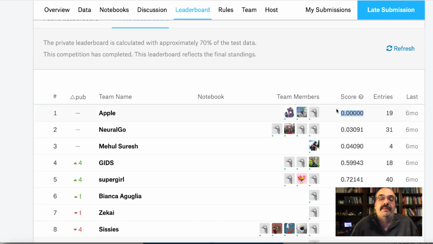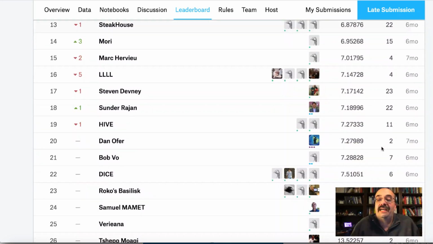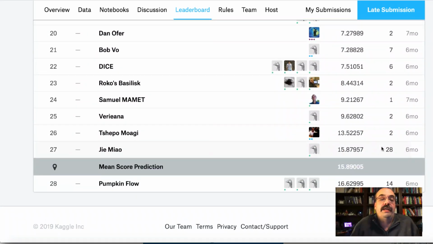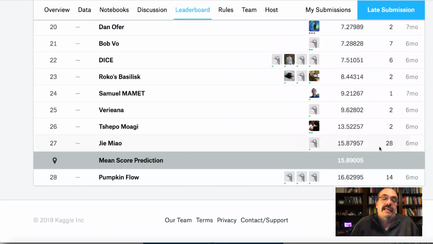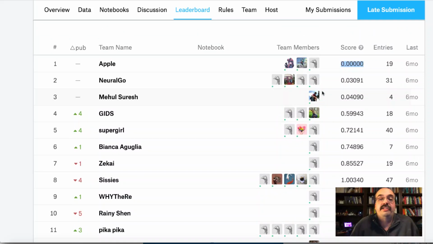That doesn't always happen, but you can see by the number of entries, there was a lot of competition going on here. And I gave just a mean score prediction. That's the benchmark, and usually you want to be above that one. But this shows all of the team members, and there was a little bit of an upset here. Some teams moved up and down at the end as a result of overfitting.